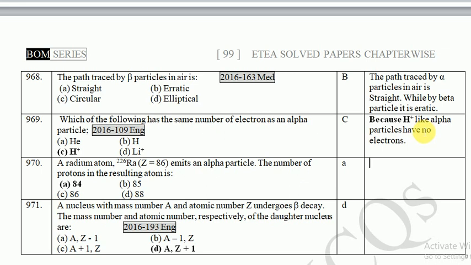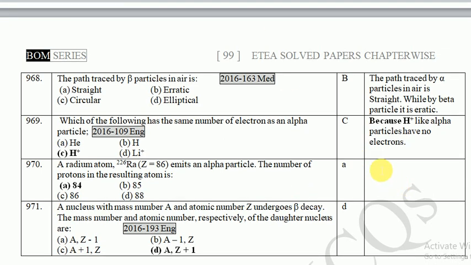The next is: a radium atom, radium 226, Z equal to 86, emits an alpha particle. The number of protons in the resultant atom is? We know that with an alpha particle, Z decreases by 2 and A decreases by 4. So 226 will become 222 and 86 will become 82.